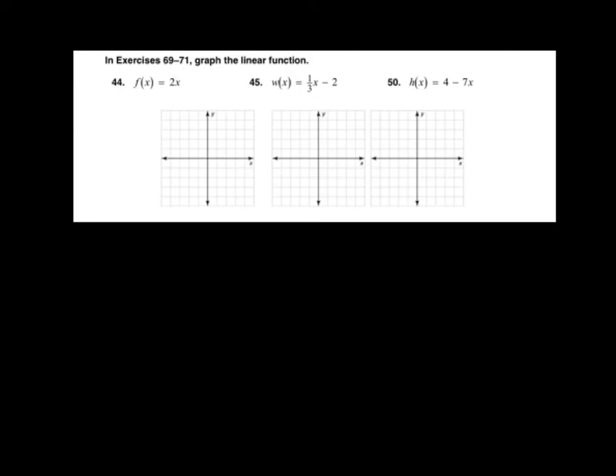So notice that these three equations are all written in function notation, which at this point you guys should be familiar with. So f of x, w of x, and h of x, those all just mean y. The other thing that you guys should notice is that all of these equations are written in slope-intercept form. So if you're still struggling with slope-intercept form, that is y equals mx plus b. The m in the equation is your slope. That tells you how many to rise and run when you're graphing. And the b is your y-intercept. And that's going to tell you where to start out on your graph.